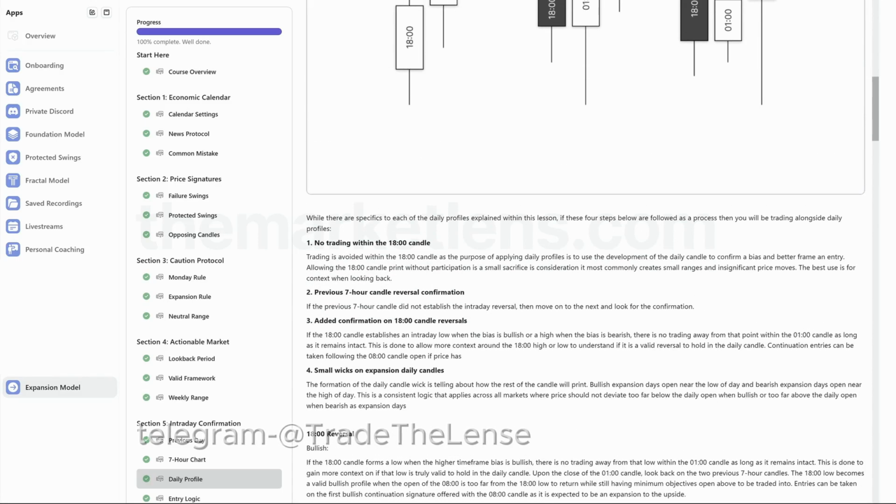And the first is no trading within the 18 candle. So from 18 to 1 o'clock, no putting on entries. We're pretty much treating it like a Monday in the weekly range, where I'm going to let it print. What does it do? Can I look back on it to frame the daily profile? What is it giving me? And then I'm going to use that as context.